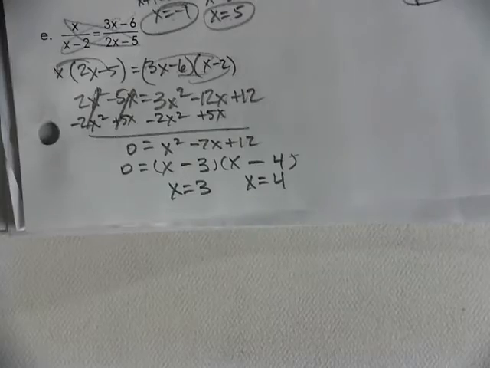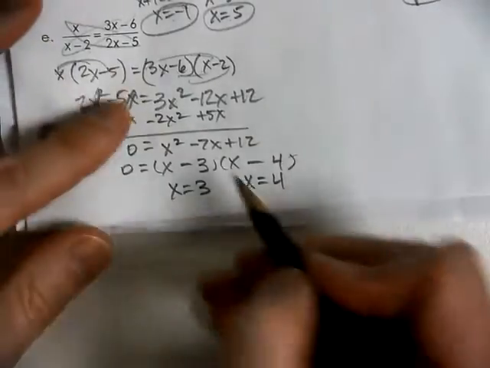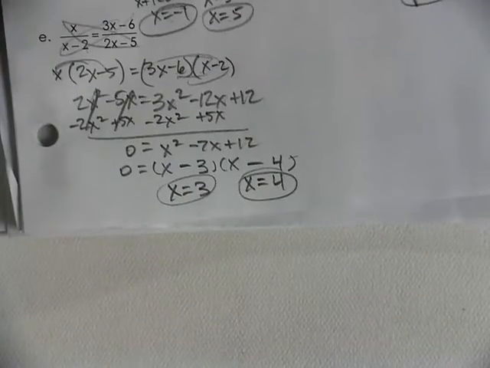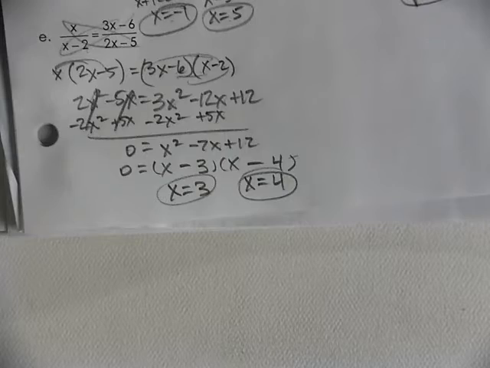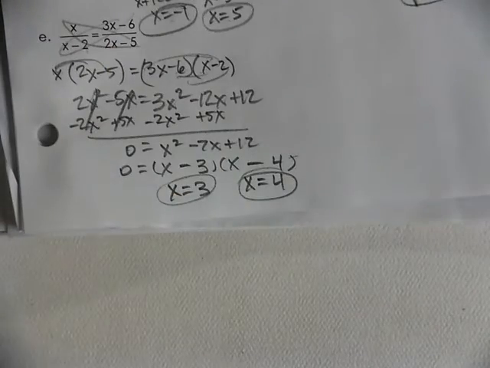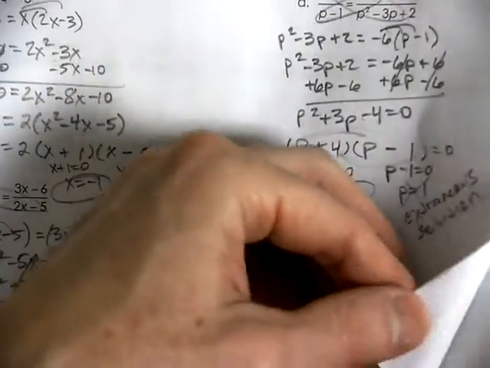So those are my two answers, and when I plug them into my denominators, neither one of those gives me 0. So those are my two answers. You can check to see if those are accurate by plugging your numbers back in for x to see if it makes the two fractions the same. You can verify your answers are correct.